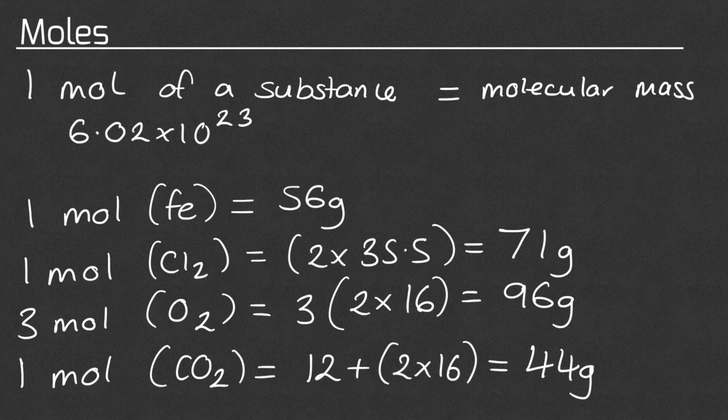Likewise, if we wanted to know the mass of 1 mole of carbon dioxide, we'd need to work out the molecular mass of carbon dioxide, which would be 12 for the carbon, plus 2 lots of 16 for both oxygens, giving us a total mass of 44 grams. Now, we're going to look at an equation we can use to work this out for any given chemical with a given mass.